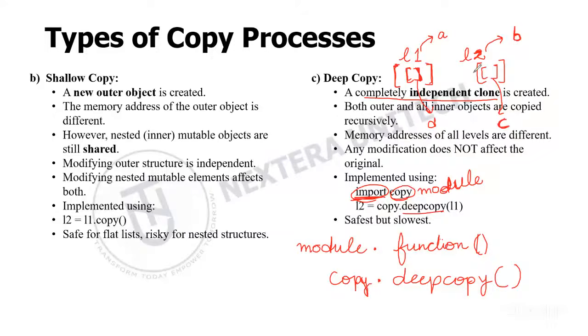Okay. So if you see, the memory addresses of all levels are different, whether the outer list or the inner list. Any modification does not affect the original. So if I modify list 2, let's say, that won't be reflected in list 1. Even if I modify the inner list of list 2, that won't be reflected in the inner list of list 1. That is how they are completely independent, okay?